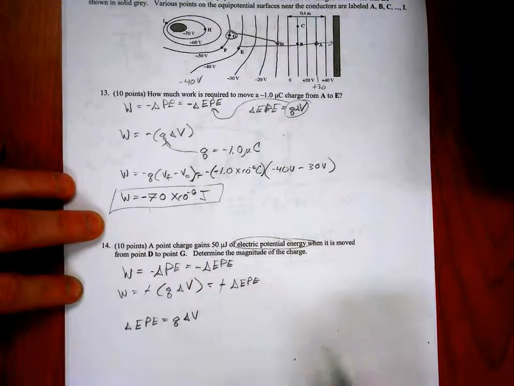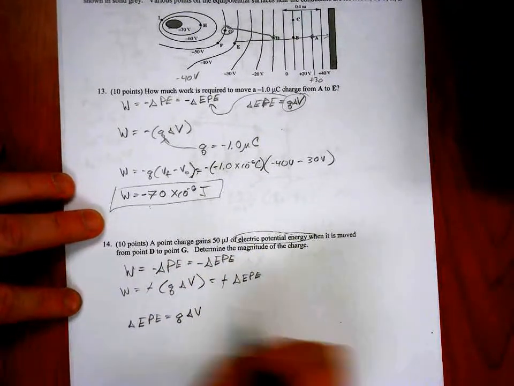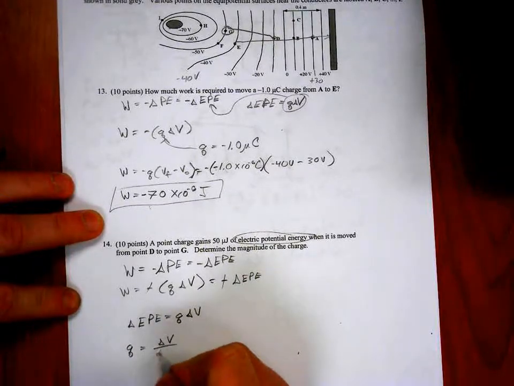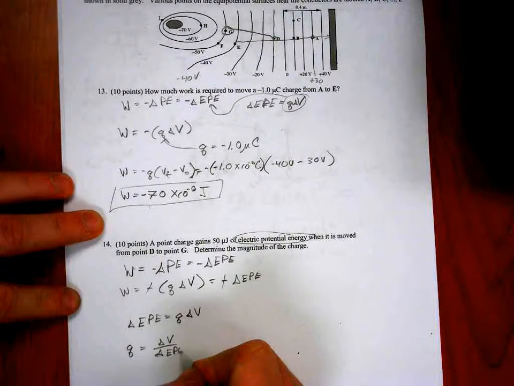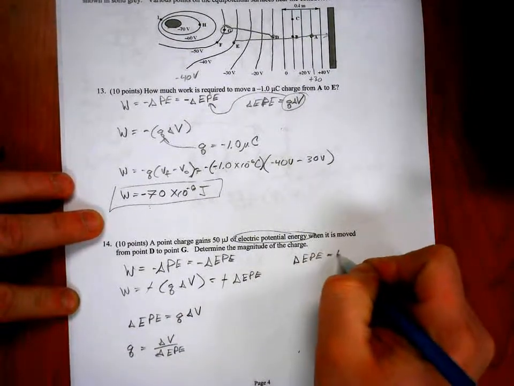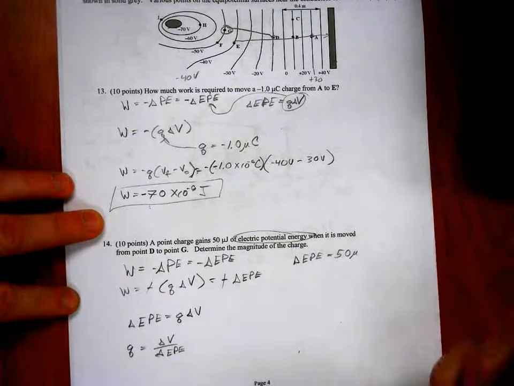I didn't have to deal with the work here. I'm kind of working in circles here. You could have just started with this equation. Anyways, Q is equal to delta V over the change in electric potential energy. The change in electric potential energy is given as 50 microjoules, not coulombs.